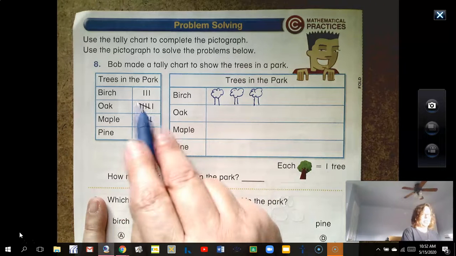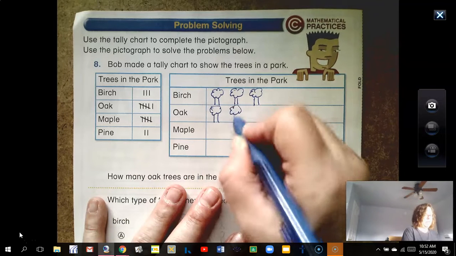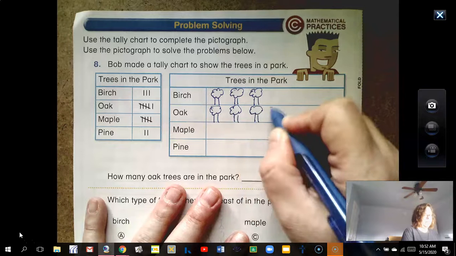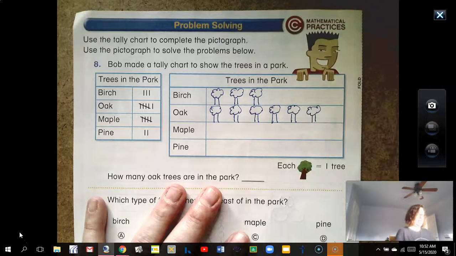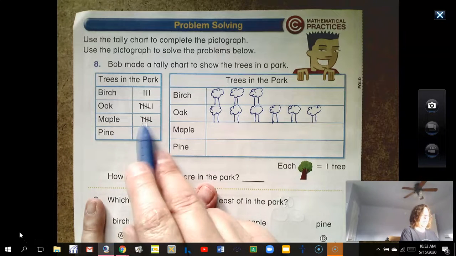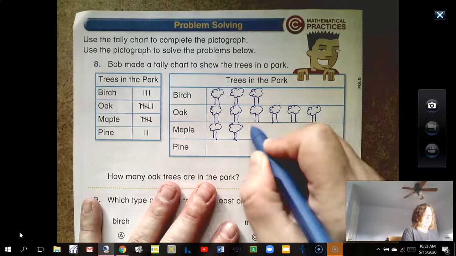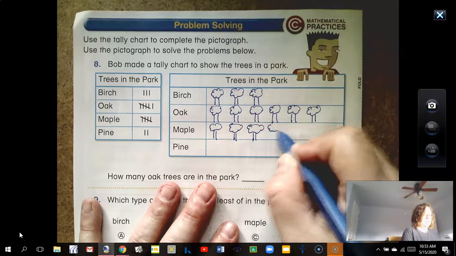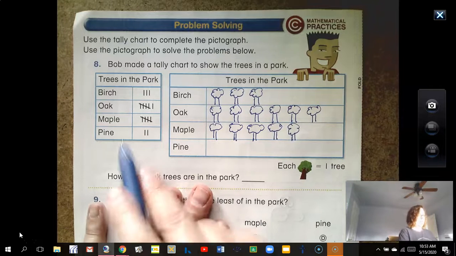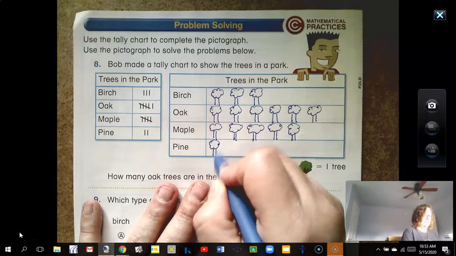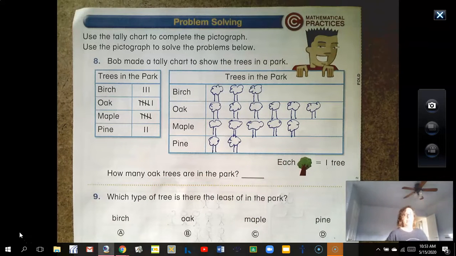Oak, I have to do, there's that group, represents 5, and one more is 6. 1, 2, 3, 4, 5, 6. Maple, there's that group. How many is in there? 5. 1, 2, 3, 4, 5. And then pine, 1, 2, even though that's not what those trees look like, but that's how we're doing it.